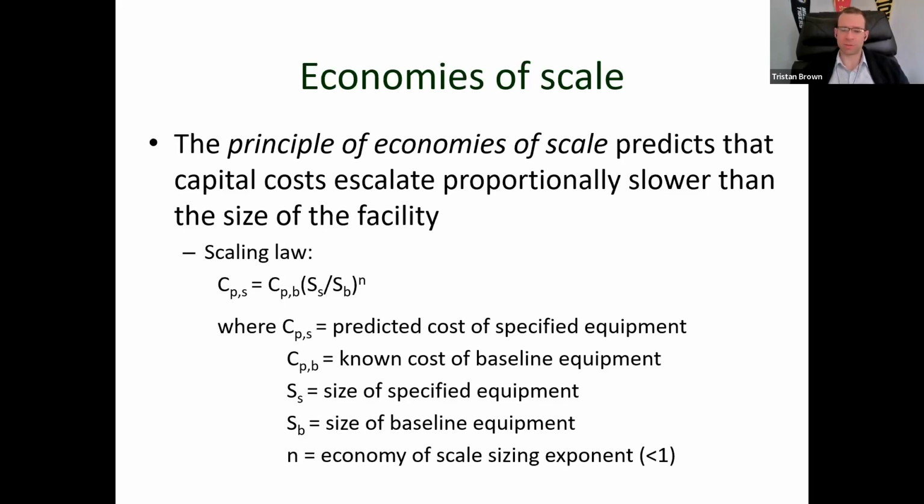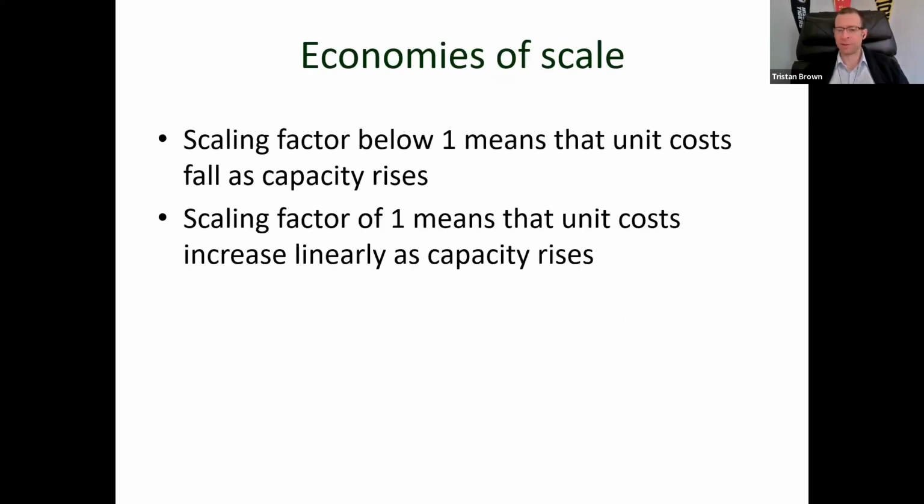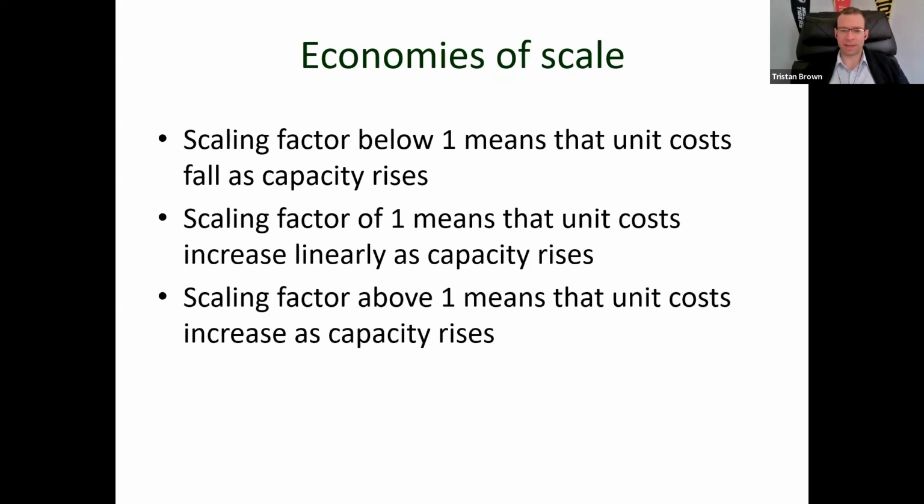There are some situations where you can actually have diseconomies of scale. In that case, the exponent will be greater than 1, and then your incentive is to build smaller. But in general, we will see less than 1. And the smaller that number is, the closer to 0, the better your economies of scale are. So a scaling factor below 1 means that unit costs fall as capacity rises. Greater than 1 is just the opposite of that.